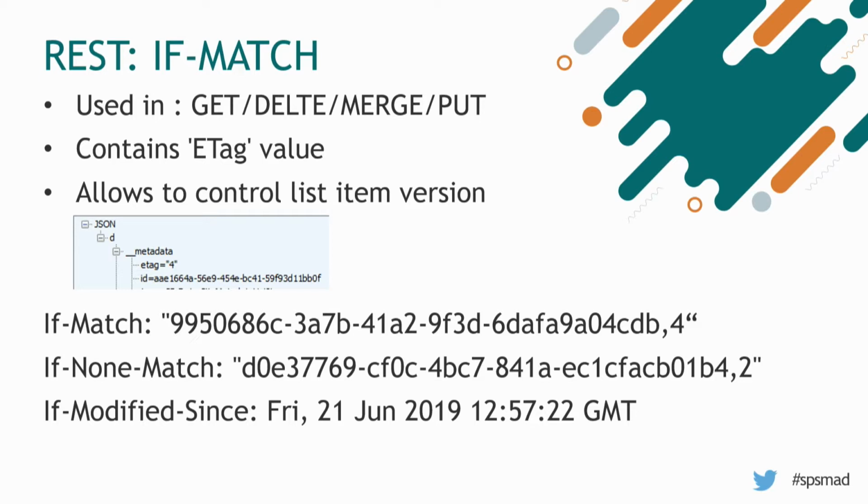This ETag looks like that. It contains the ID, the correlation ID, and the ETag as a number, simply.